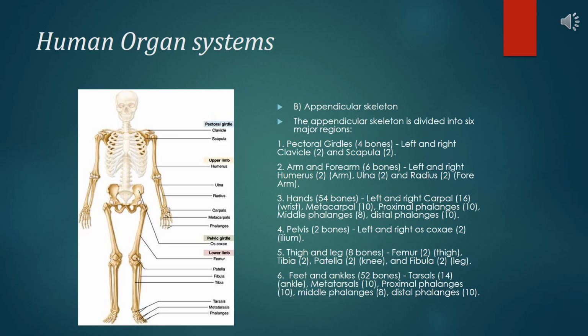Feet and ankles, 50 bones: tarsals 14 (ankle), metatarsals 10, proximal phalanges 10, middle phalanges 8, distal phalanges 10.